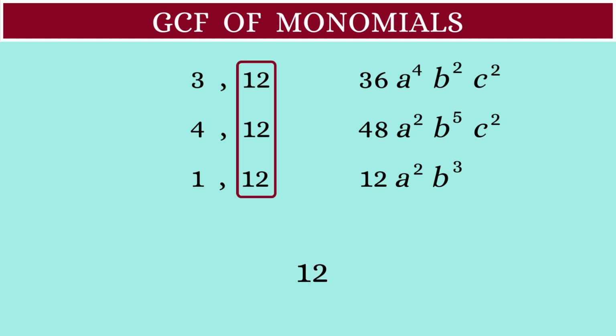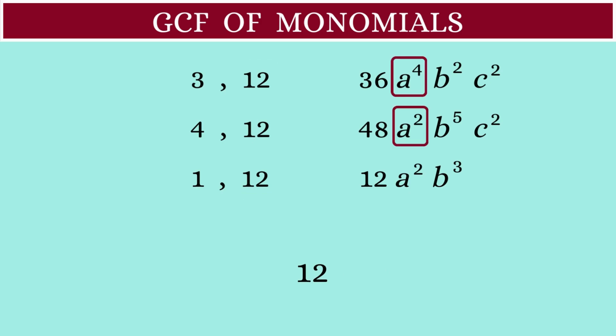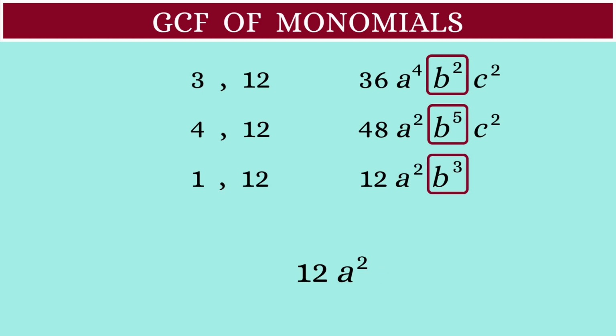Next, we have a to the power of 4, a square and a square. We'll pick the smallest exponent, a square. Moving on, we have b square, b to the power of 5 and b cube. The smallest among these is b square.